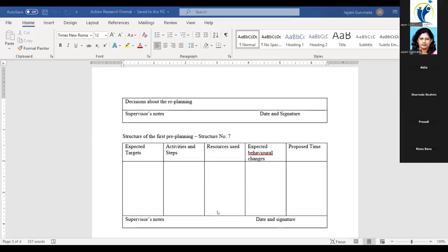Okay, right. So then I just want to know whether you could find 10 research articles related to your problem. Could you find them? Anybody who could find?